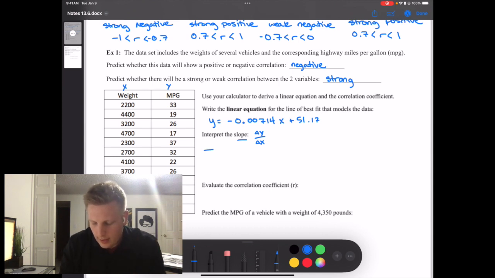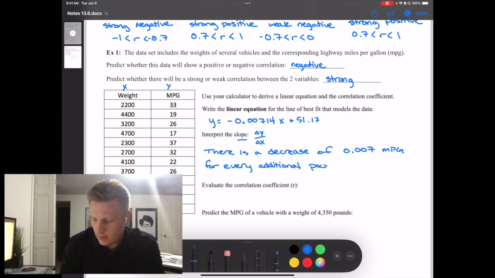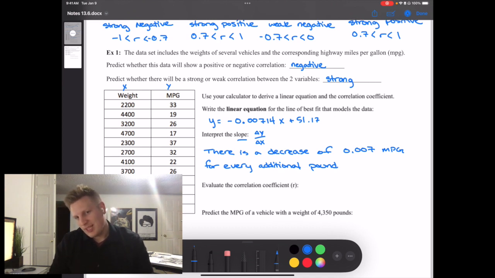And so maybe a way that we could phrase this is that there is a decrease of, what's a good number here? 0.007 miles per gallon for every additional pound that our vehicle weighs. So there we go. The heavier your car, the fewer miles per gallon.